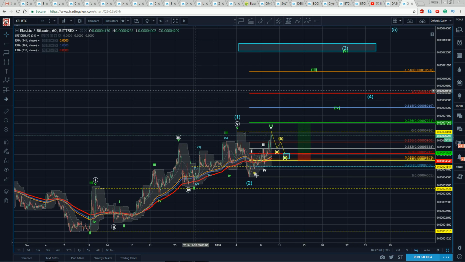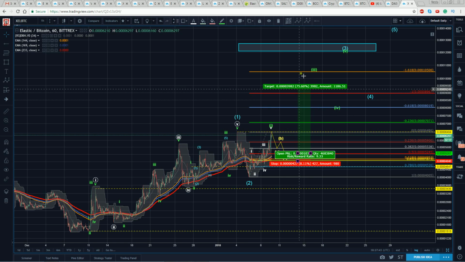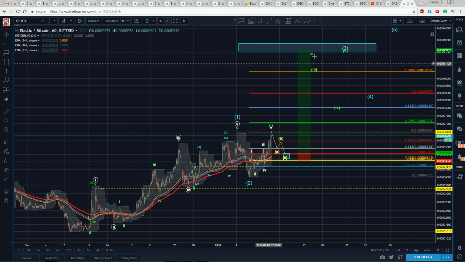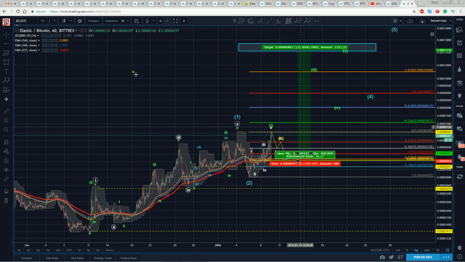If I'm in the third of the third, let me pull out again. So here's my entry, right? Here's my risk. Here's my big target. That's my third of the third. That's the 1618 relative to this one. So what's the risk reward? 16 to 1?